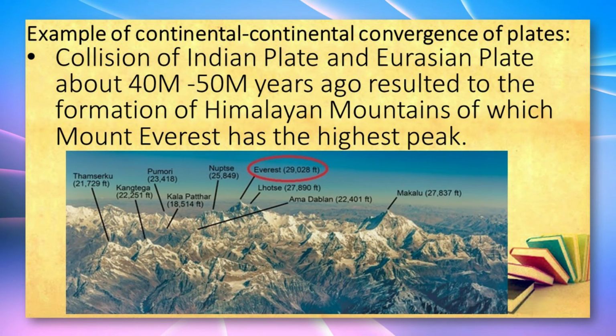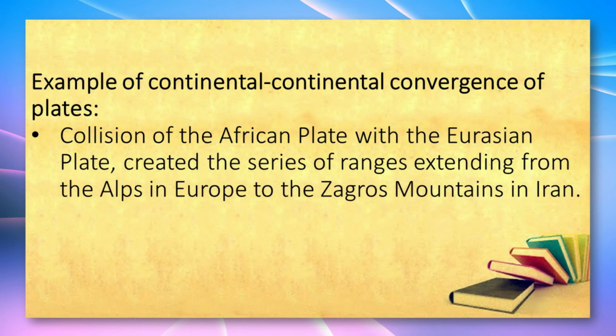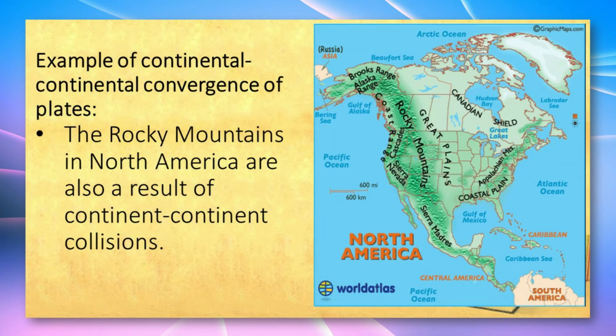The collision of Indian plate and Eurasian plate about 40 million to 50 million years ago resulted to the formation of Himalayan mountains, of which Mount Everest has the highest peak. Another example is the collision of the African plate with the Eurasian plate, which created a series of ranges extending from the Alps in Europe to the Zagros Mountains in Iran. The Rocky Mountains in North America are also a result of continent-continent collisions.